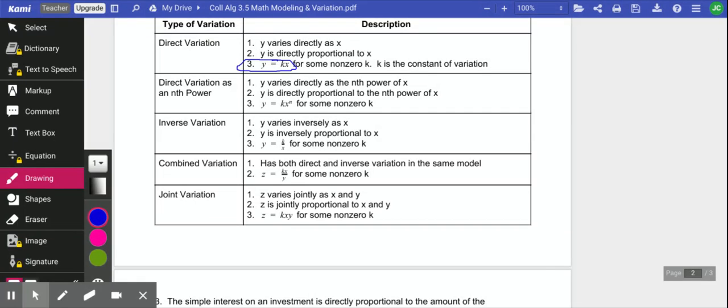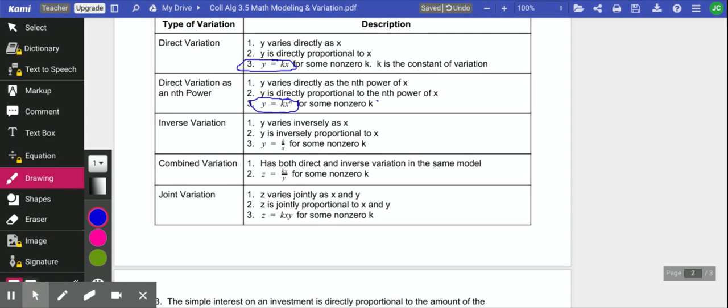So we also have direct variation as an nth power, and the way you would see this in a problem is it would say y varies directly as the third power of x or the square of x or something. You might also see it as y is directly proportional to the nth power of x, and the equation for this is y equals kx to the n.